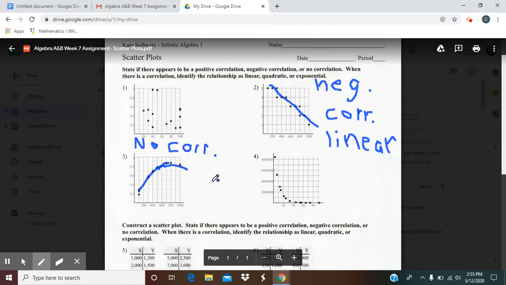So first, I'm going to say this is positive because it is trending upward, because it starts low and then it ends higher. So I'm going to write POS for positive. CORR for correlation. And then the name of the relationship is quadratic. Quadratic is how we would identify that type of relationship, when you see the curve, the U, the horseshoe, however you like to describe it in your mind. So I'm just going to put quad for quadratic.